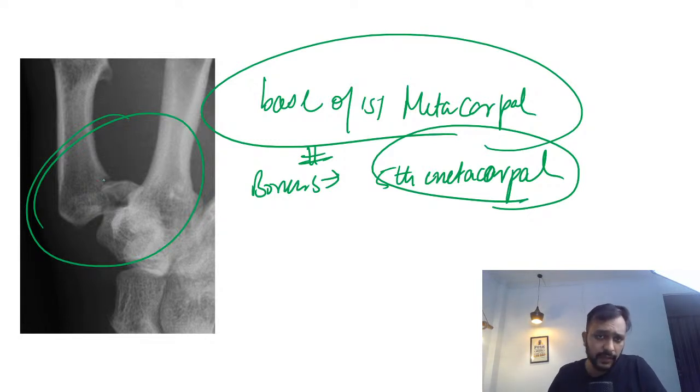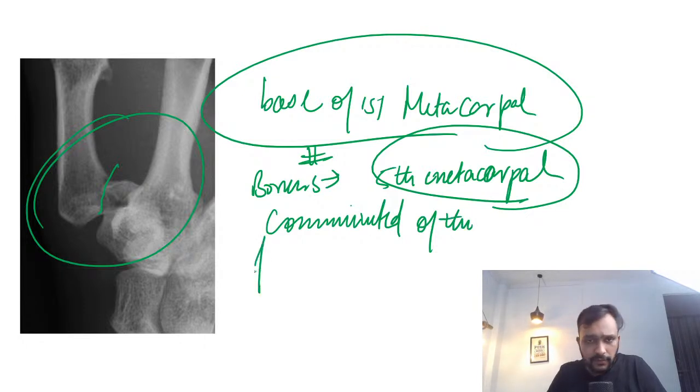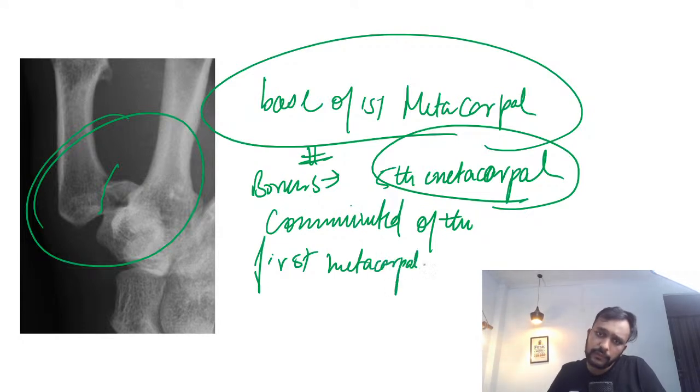this is not a comminuted fracture. This is just a single fracture line that can be seen passing through the base of the first metacarpal. If this would have been a comminuted fracture of the first metacarpal, then guys, we would have called it as a case of anyone? Rolando fracture. Theek hai.